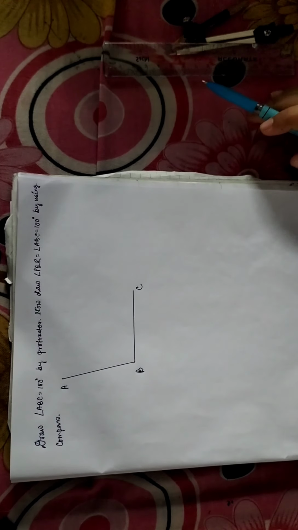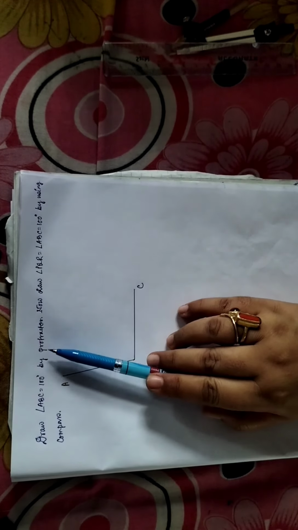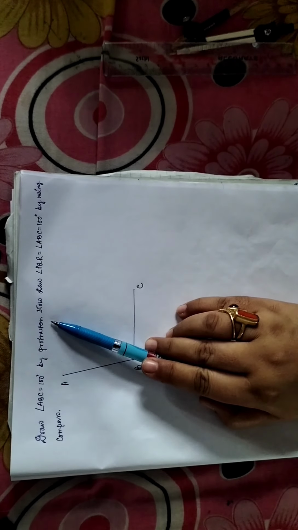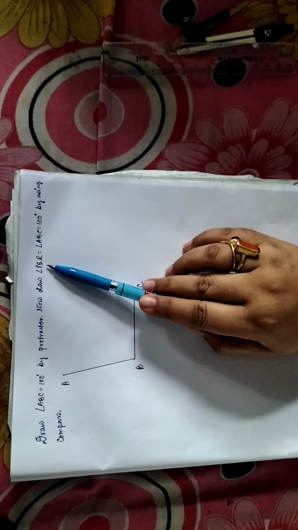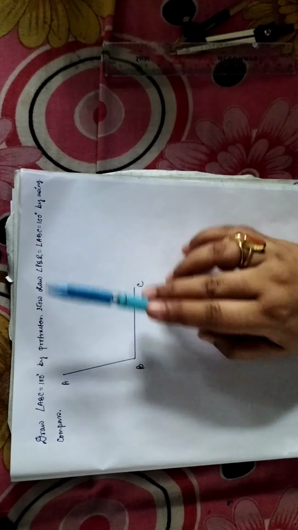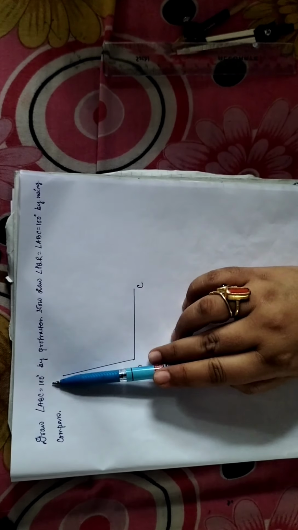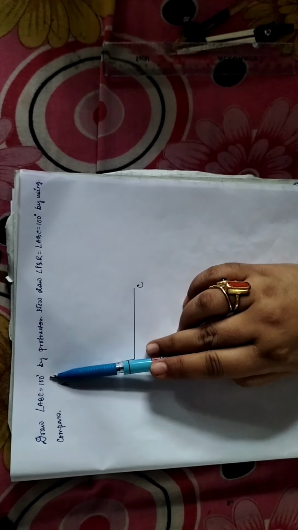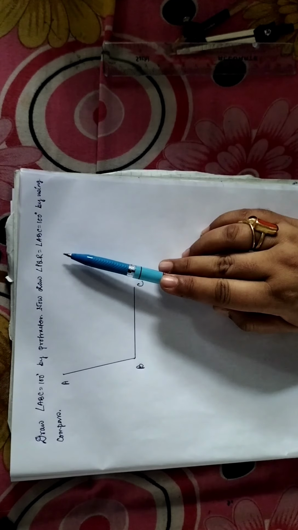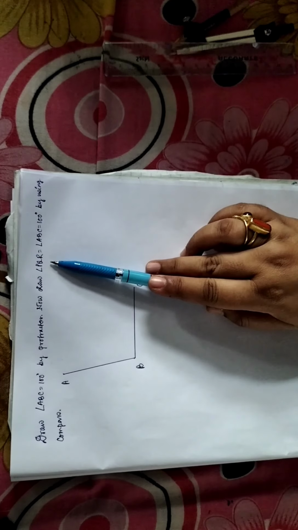Today we shall learn how to copy an angle by using compass. Here the question is, draw angle ABC equals to 100 degree by using protractor. Now draw another angle, angle PQR, which is equal to angle ABC equals to 100 degree by using compass. That means we have to copy this angle, angle ABC equals to 100 degree, and we have to name that copied angle, angle PQR. So let's see how to draw this.